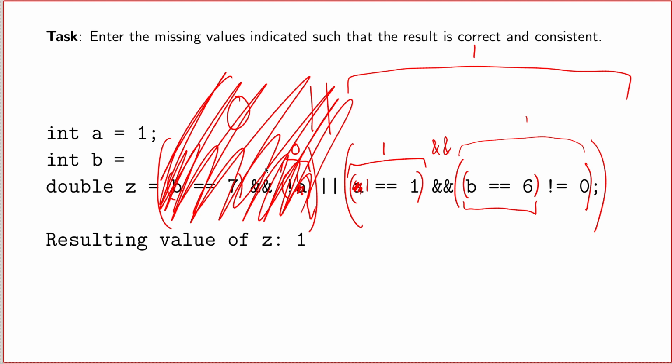So let's try this out. So if b is 6, okay, so is 6 equal to 6? Yes. So this is 1. Is 1 not equal to 0? Yes. So this is 1. And then I've got 1 and 1, which is true, and then that gives me the value true in this right-hand expression. So that's the correct answer. B is equal to 6.